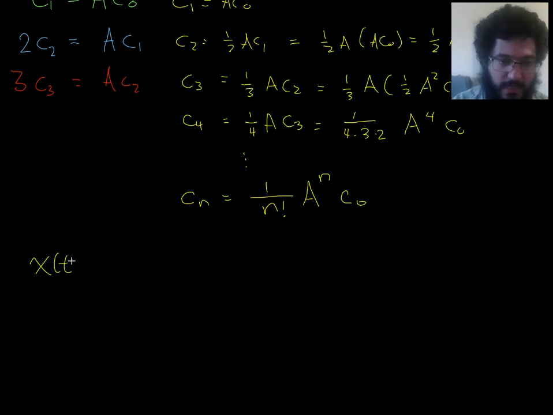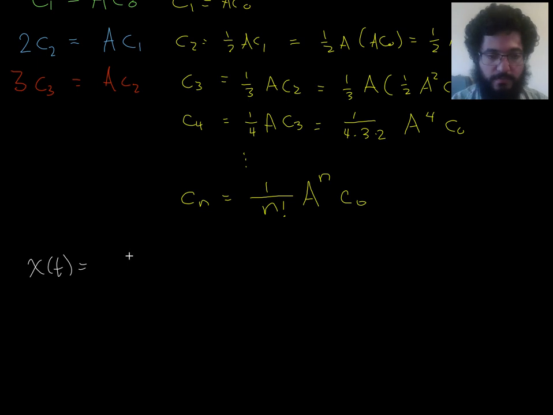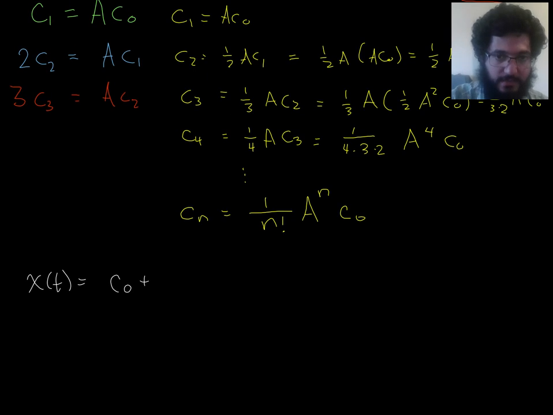So x of t, I don't know why I'm still using yellow here, x of t equals, let me write it with dot dot dot, so c0 plus, and then c1 is, it's kind of cut off there, ac0, and then c2 is 1/2 a squared c0, which my face is covering right now.